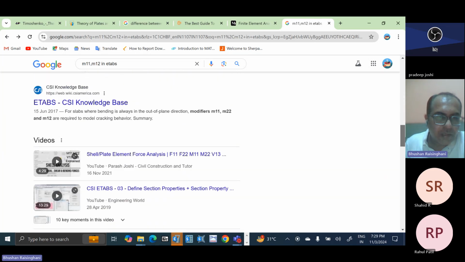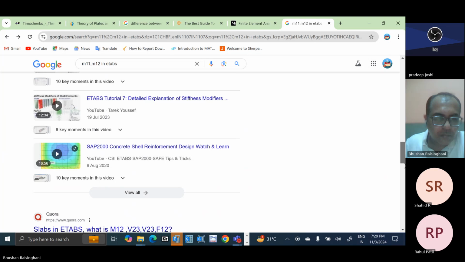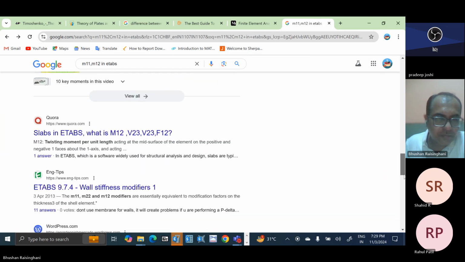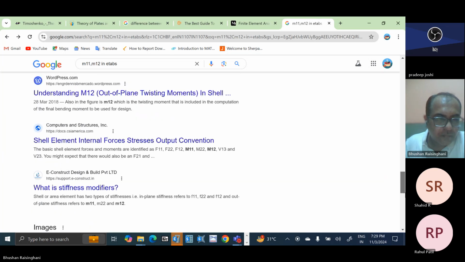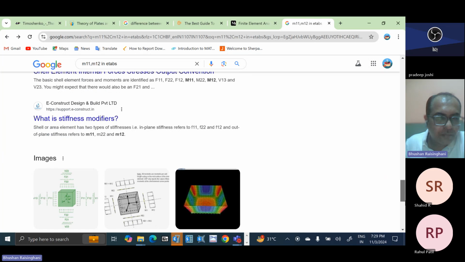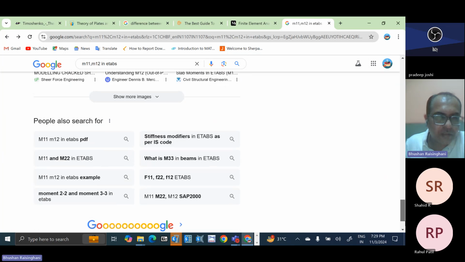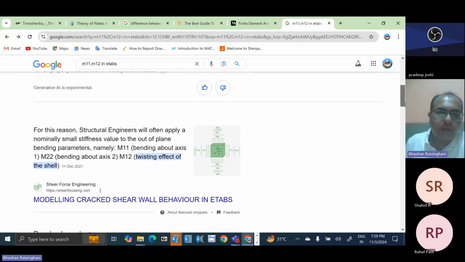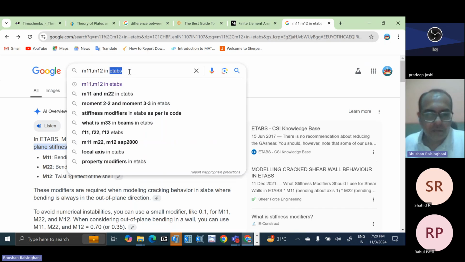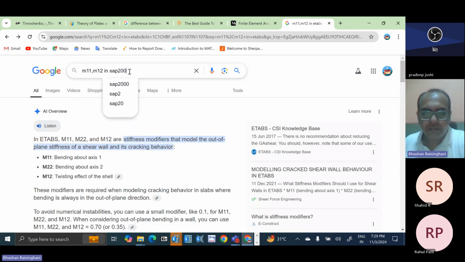You don't look at the internet like this, but you have to be very careful about what you are referring to. So maybe in SAP 2000, if you search, it will be better. It is giving better options in SAP 2000 for the floors.